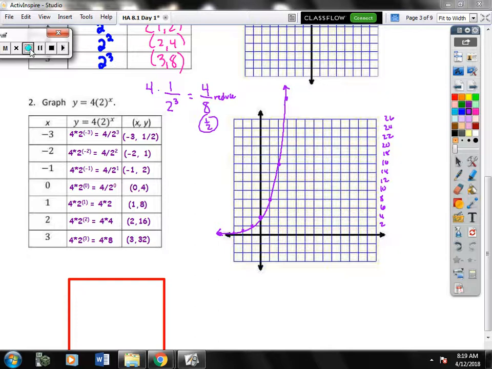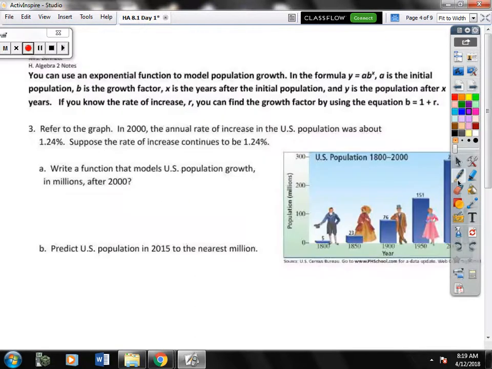So that's what the majority of the word problems will be about in this unit, is population growth in cities based on a certain year. They'll give us a growth rate, and we'll be able to write an equation and model the scenario. So again, you want to think about the general form equation, a times b to the x.